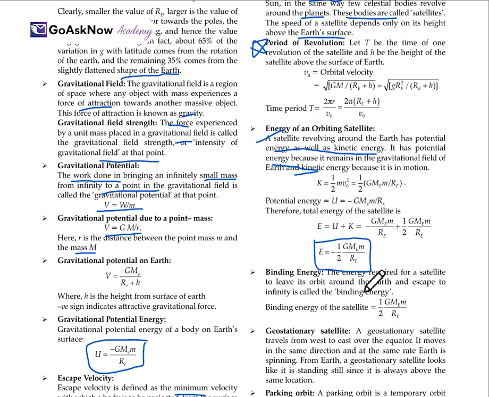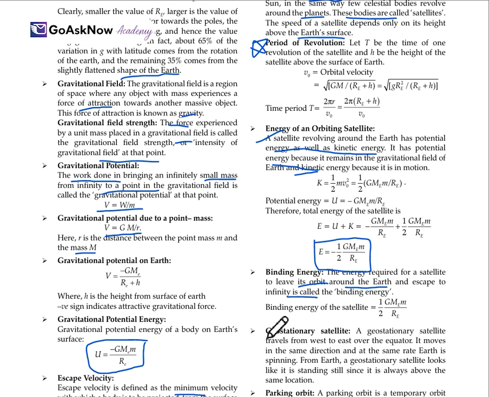Now the binding energy. The energy required for the satellite to leave its orbit around the Earth and escape infinitely is called the binding energy. For escaping to infinity, this particular energy is the binding energy. Binding energy of the satellite is equal to 1 by 2 GMe m upon Re.